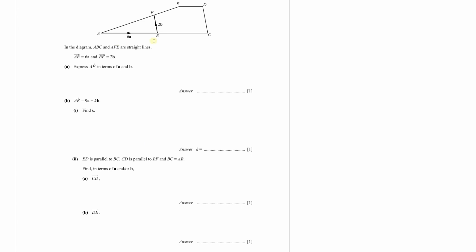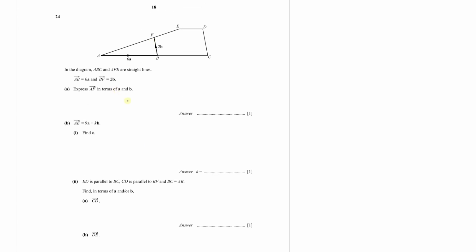Question number 24: in the diagram, ABC and AFE are straight lines. So ABC is straight, AFE is straight. AB is 6a, BF is 2b. Express AF in terms of a and b. So AF is this here.